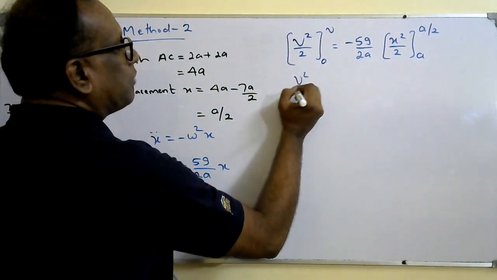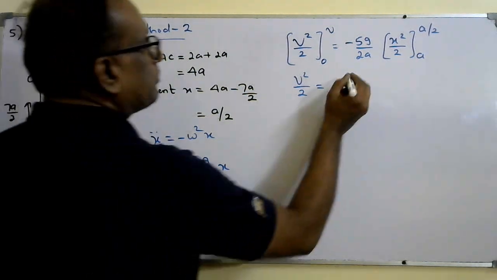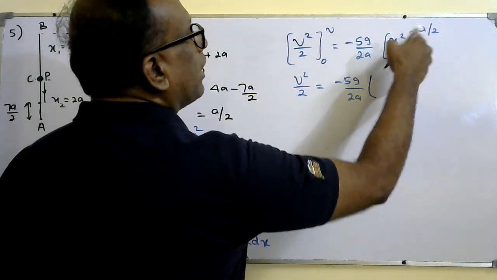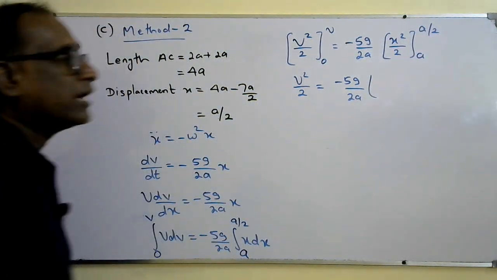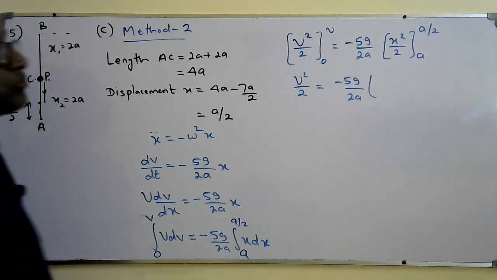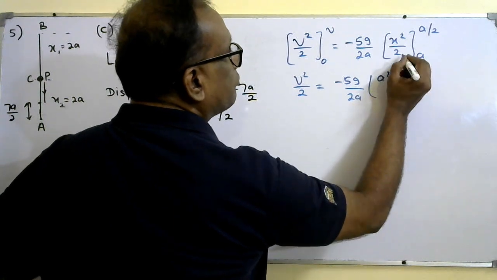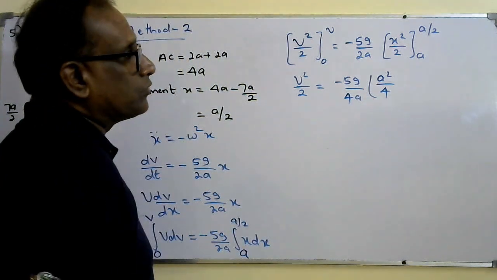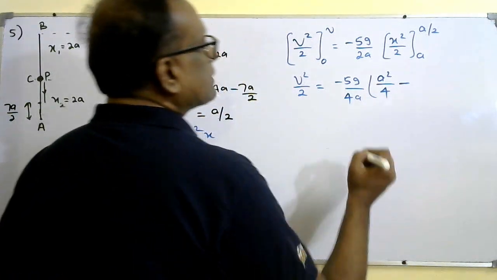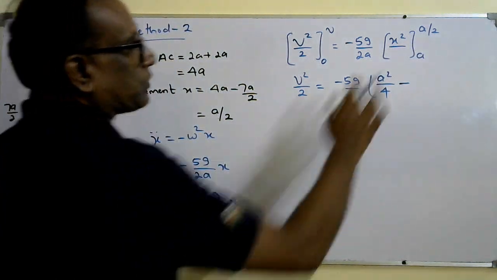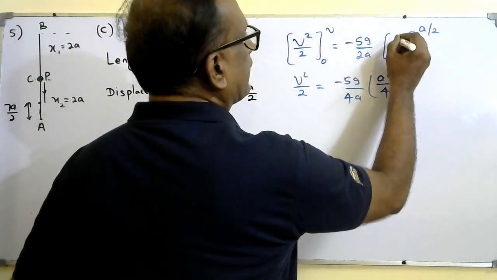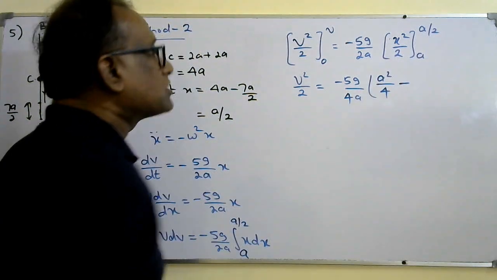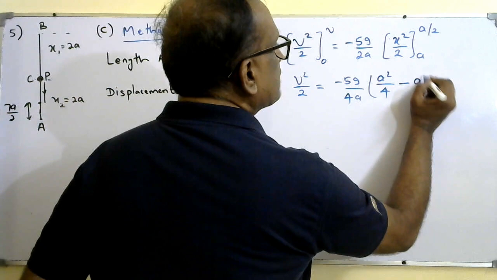So that's going to be v squared by 2 minus 0 equal minus 5g over 2a. Here x squared means a squared by 2, which is going to be a squared over 4. This 2 I can take out, so that will be 4a, a squared over 4 minus a squared.